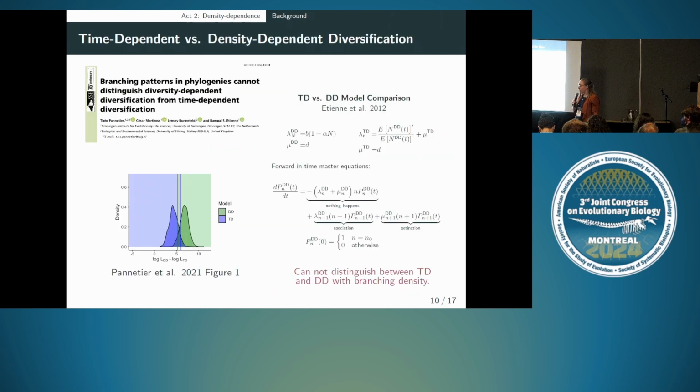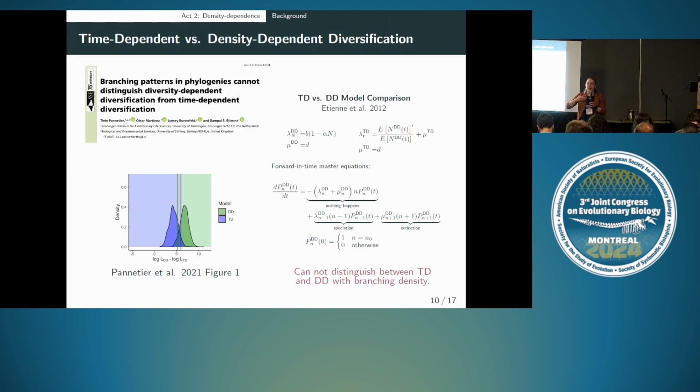So does this matter? Well, I want to argue that it does, because there are these wonderful papers showing that it's hard to detect density dependence in diversification. In fact, for every density-dependent diversification model, if you look at branching density alone, there's an exactly equal time-dependent model that is indistinguishable from the density-dependent model. And so how I think about this is that branching density is like looking at a rate. If you look at the rate at which diversification happens in a density-dependent model, there's almost always going to be a time-dependent model that has that same rate.